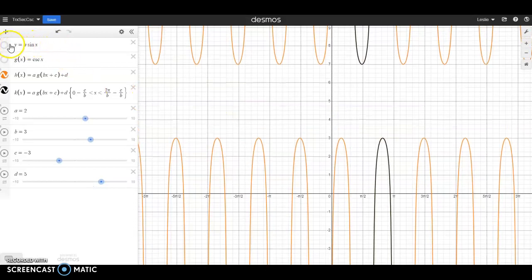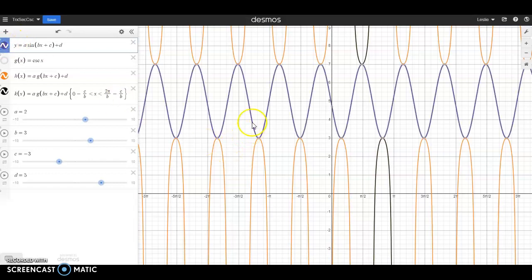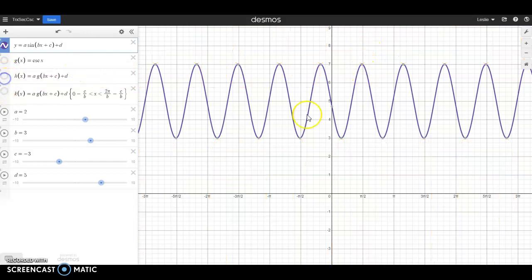Now, I don't have the whole graph of the sine here. I'd have to show, let me just go ahead and put that in. Dx plus C plus D. And then if I show my sine graph, you can see the missing piece, as it were. If I graph this function, fill in the blanks there, then I can see where my cosecant graph is coming from. Let me hide the cosecant graph now.